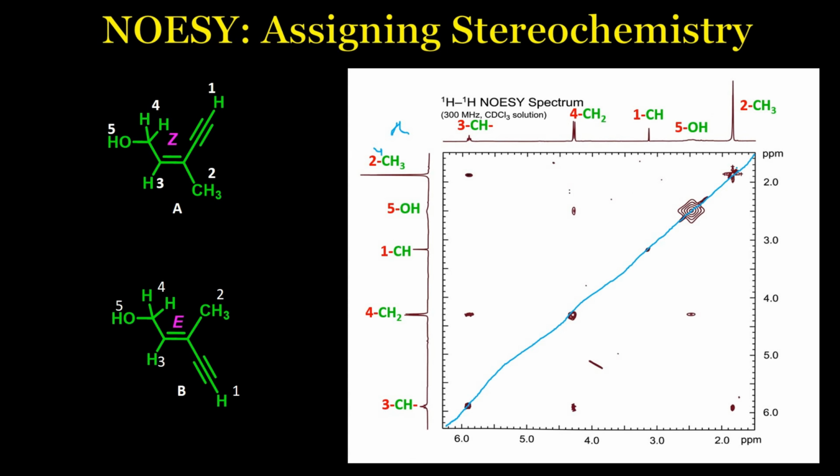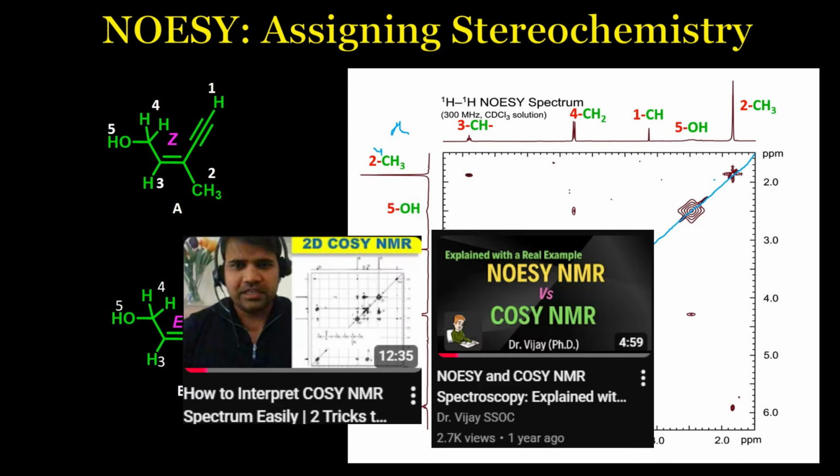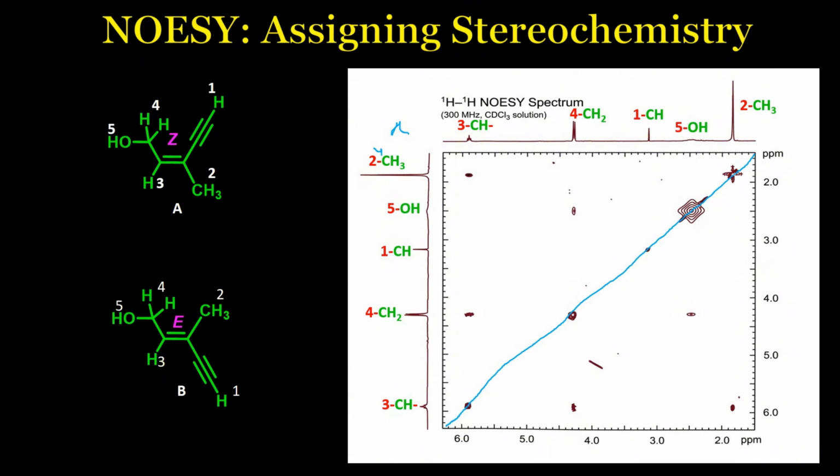Now you are seeing the diagonal peaks and the cross peaks. I have already explained in my previous video. You can watch my previous video. I will provide in the comment box what is the significance of the diagonal peaks and the cross peaks. I have explained in detail.